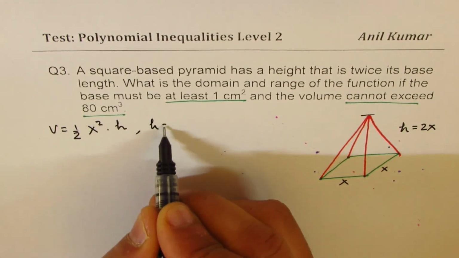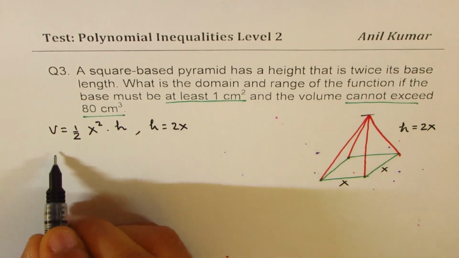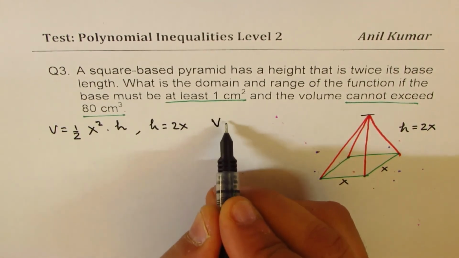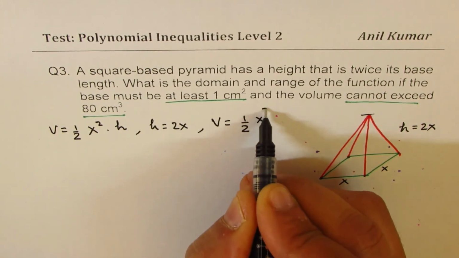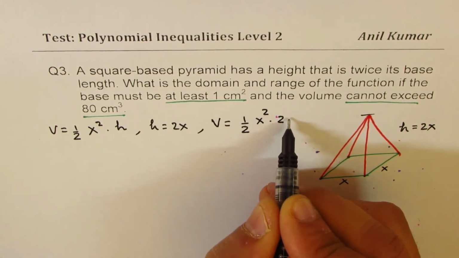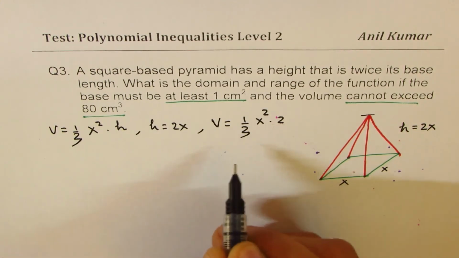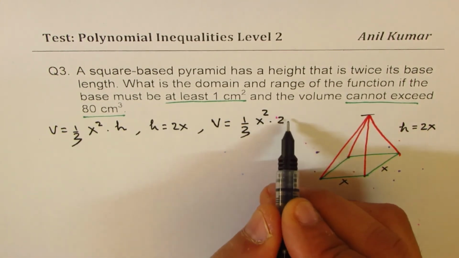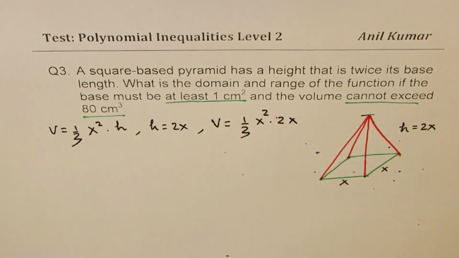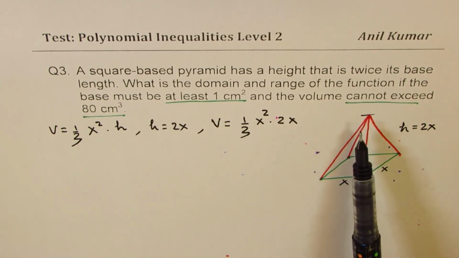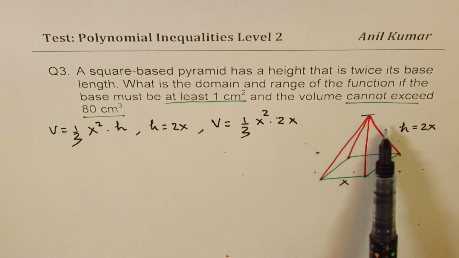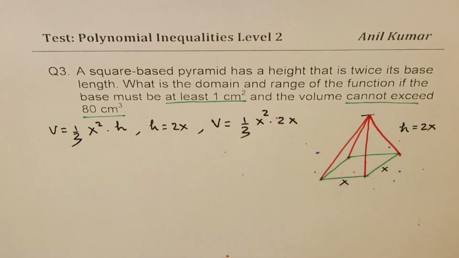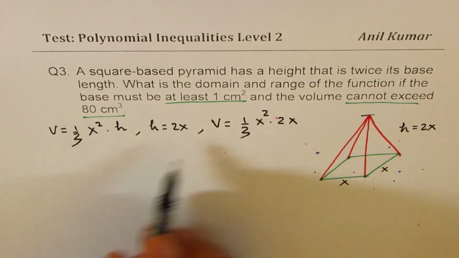Since h equals 2x, we could write this volume expression as V equals 1/3 of x squared times 2x. Is that clear? Think as if 3 pyramids can fit into this box: 1, 2, and 3. Think like this, then it's easy to remember or make up a formula. So we have the formula straight here.